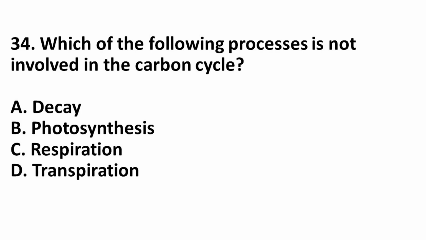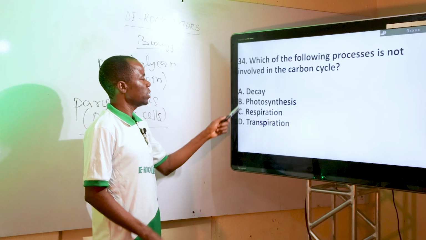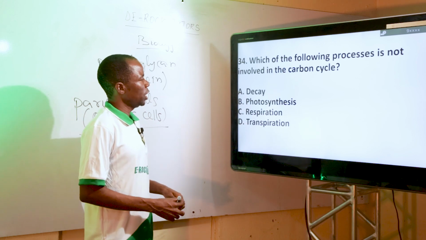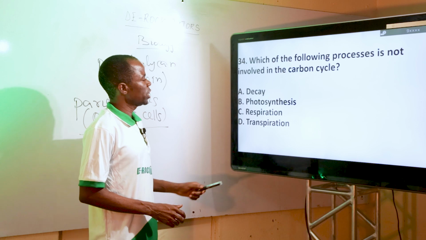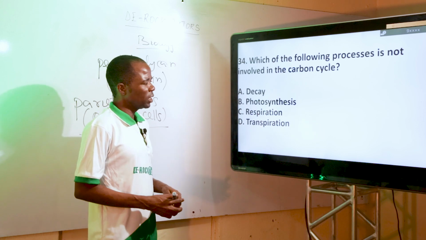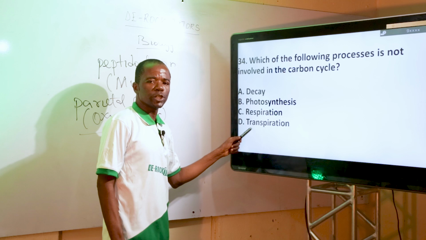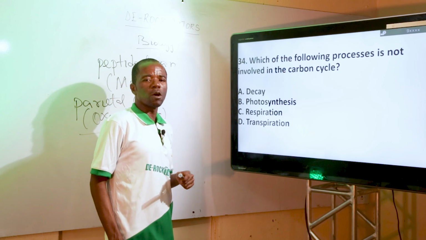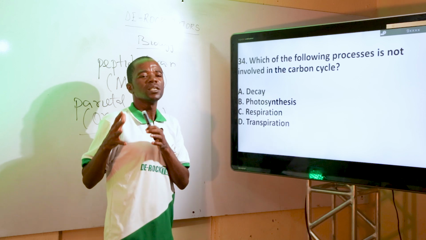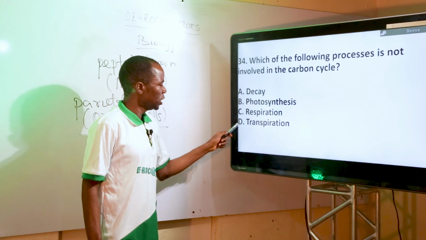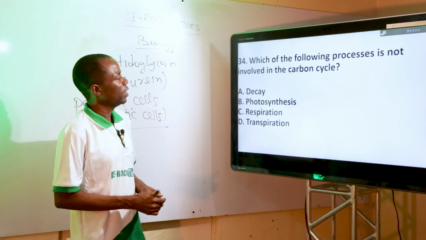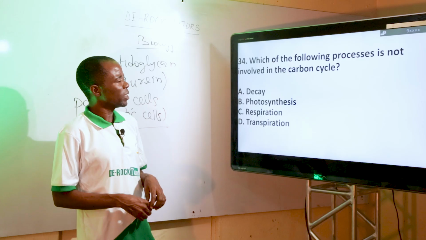Which of the following processes is not involved in the carbon cycle? We know that decay occurs in the carbon cycle. Respiration occurs in the carbon cycle. Not only that, photosynthesis occurs in the carbon cycle, but transpiration does not occur in the carbon cycle. Transpiration only occurs in the water cycle. So the correct answer for number 34 is D, transpiration. That is not a process that occurs in the carbon cycle. Let's go to number 35.